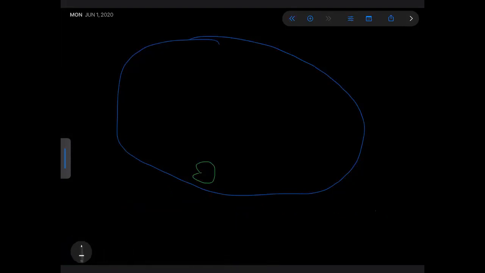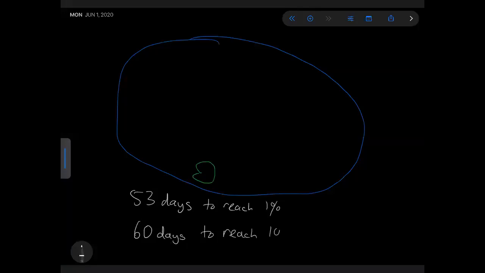It took 53 days to reach 1%, and it took 60 days to reach 100%. It's a geometric sequence with r equal to 2.